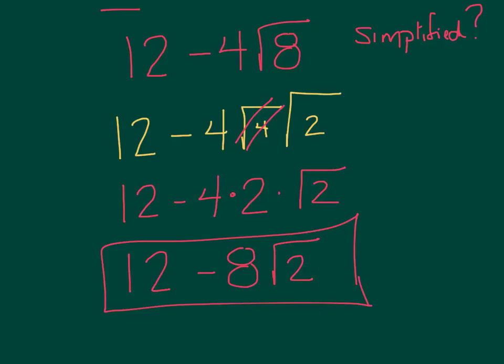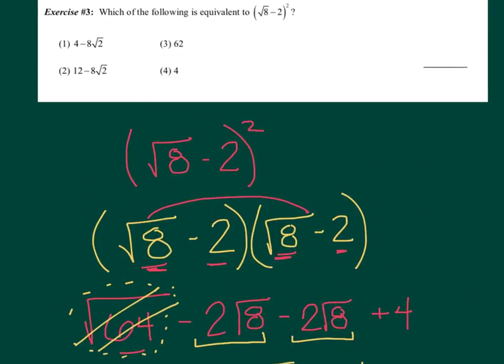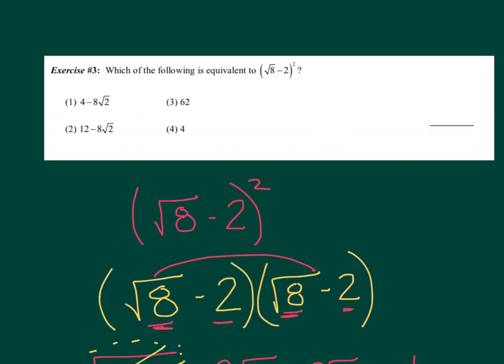And hopefully you got the same thing there. I'll just scroll back up. What do we say? 12 minus 8 radical 2, and we'll go with choice 2. Again, a lot of work to get to that answer.